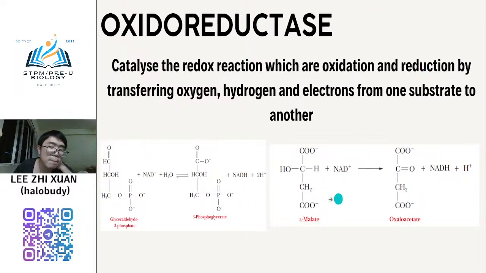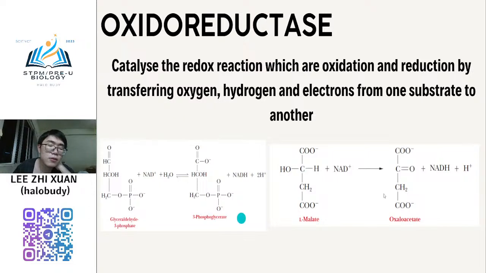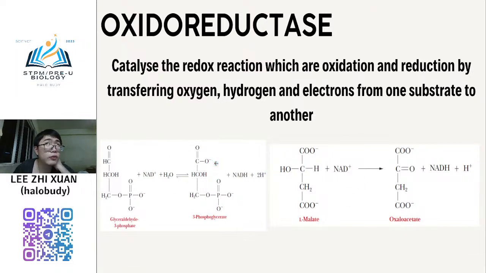So the example, this one I take for, this one is glycolysis, this one is Krebs cycle. You see here, this one is about oxidation, and then this one is about the reduction. Yang ni ada reduction kan. So okay, so example lah.